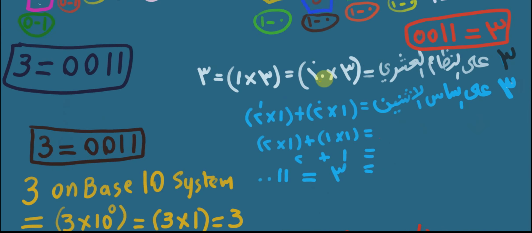Now we look at number 3 in the base 2 system, how it looks. First in Arabic, I already did that, and I finished explaining the basics in base 2. So now 3, this is 3 in Arabic.